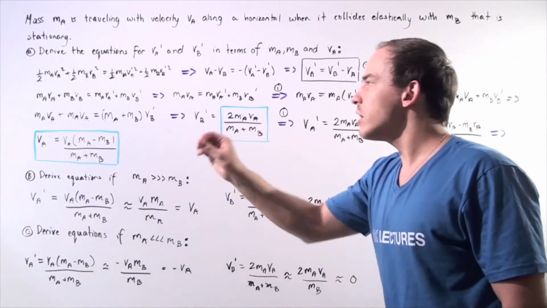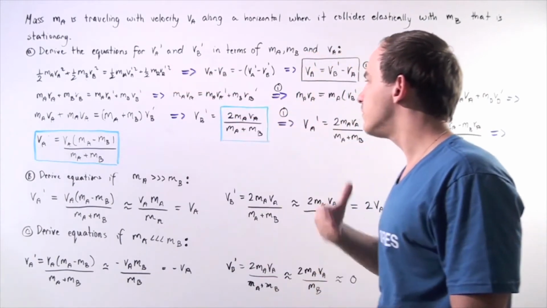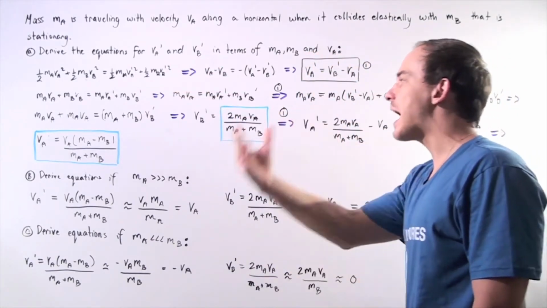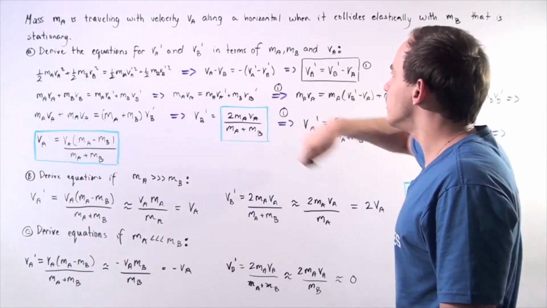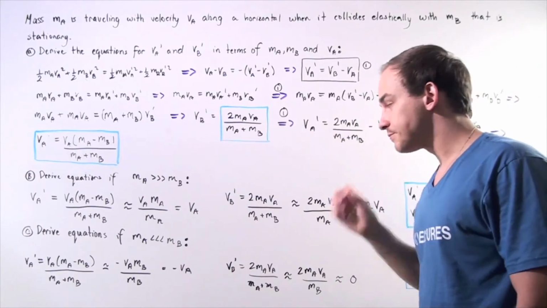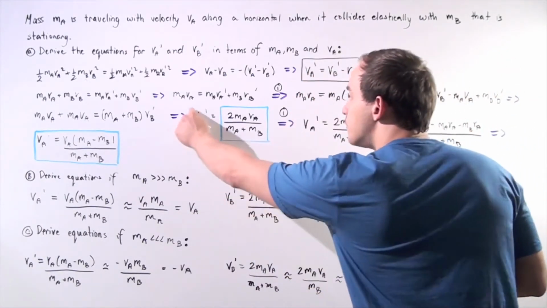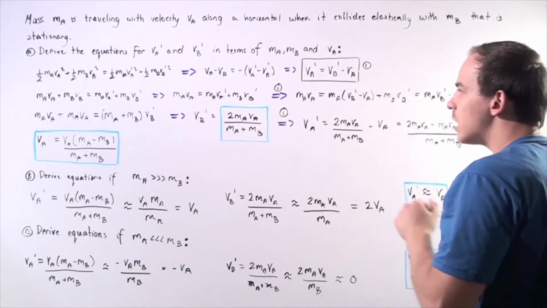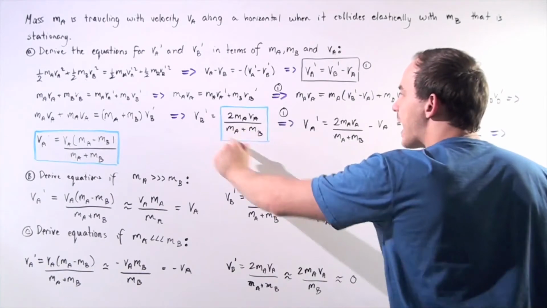So this is one of the equations. This is the equation for vB prime, the velocity of object B after our collision takes place, in terms of the masses and the velocity of object A, given here as vA. Now, we can take this equation and plug this into equation 1. So now we know what vB prime is in terms of our knowns.